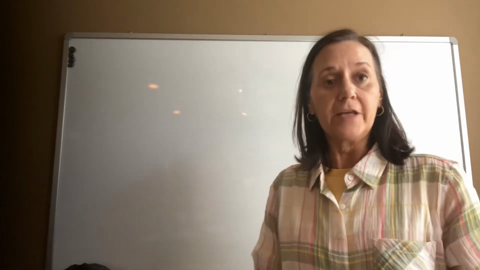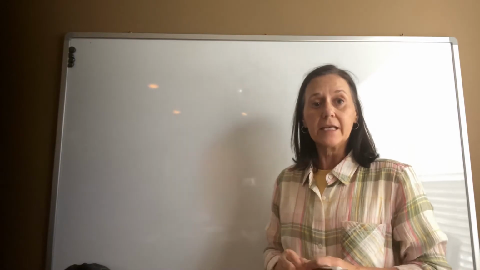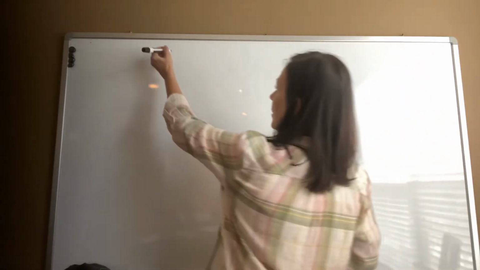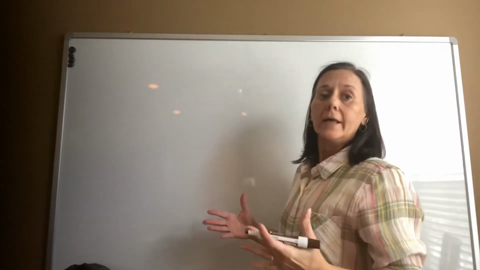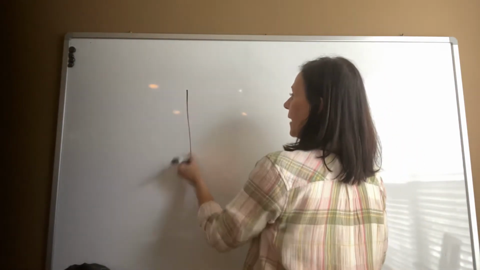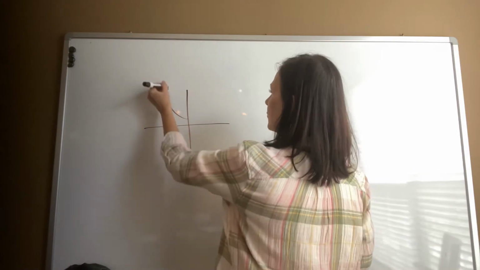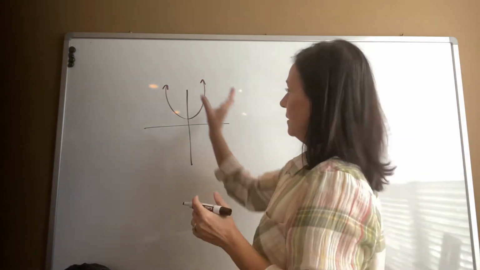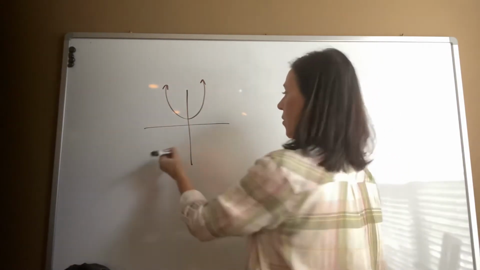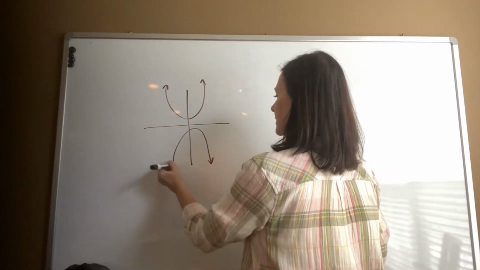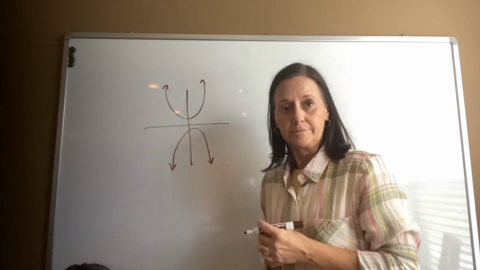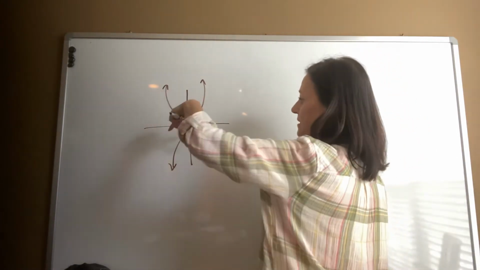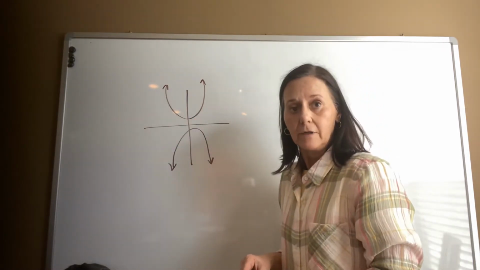If you will turn to page 416, we shall get started. All right, so to begin with, we need to say, what is a parabola? A parabola is something that is graphed that either looks like that or looks like this. And this is called opens up, this is called opens down, all right?